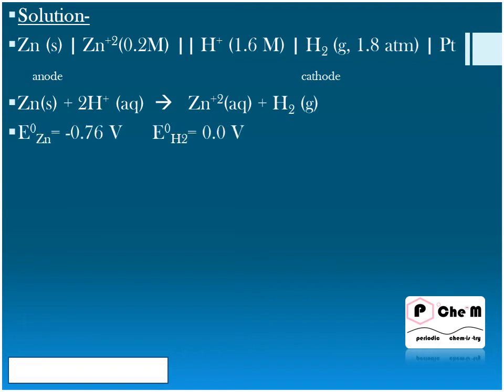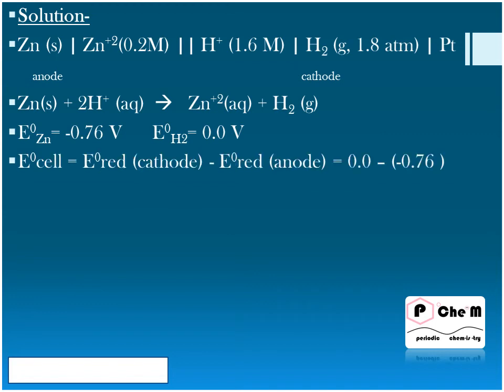Now let's calculate standard cell potential, which is equal to E naught reduction of cathode minus E naught reduction of anode. Just plug the values in this equation: 0.0 minus (minus 0.76) volts. And we get the cell potential for this reaction to be 0.76 volts. This is the standard cell potential.